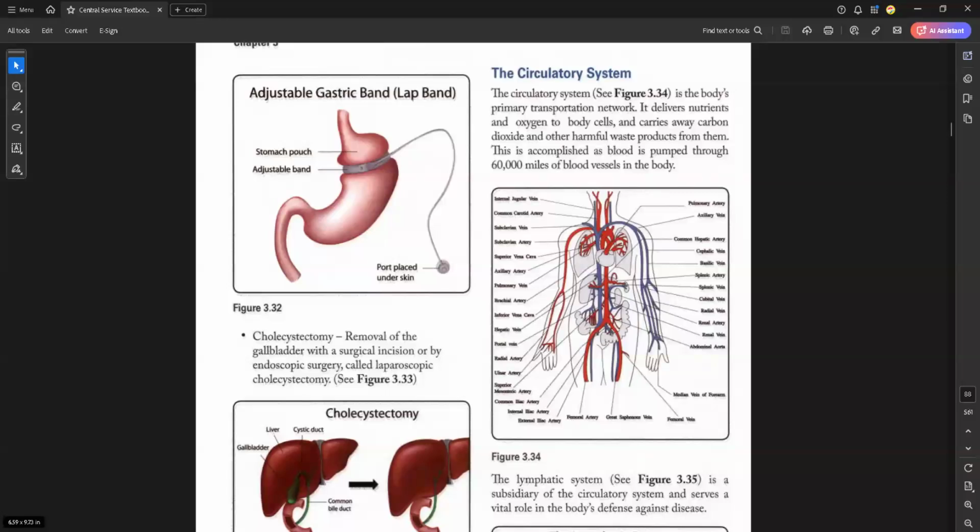Circulatory system, we're talking about the movement of... The circulatory system is the body's primary transportation network. It delivers nutrients and oxygen, and this is accomplished.